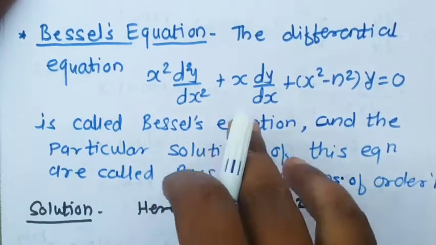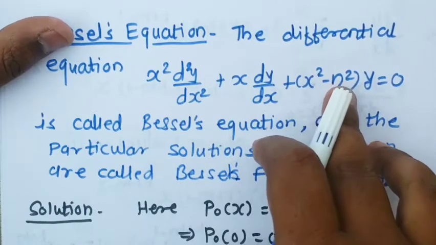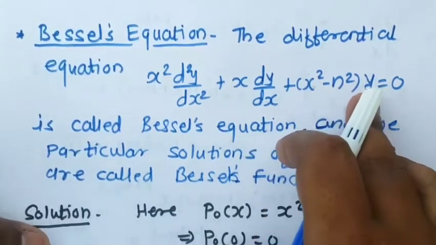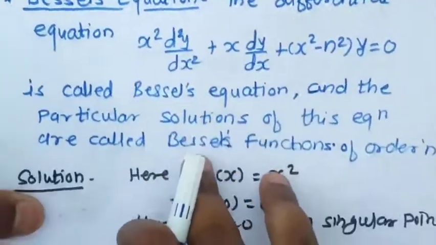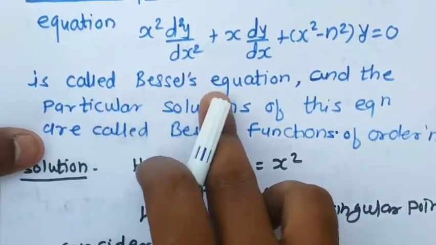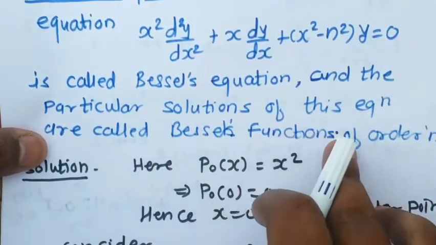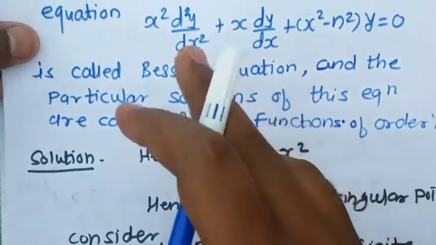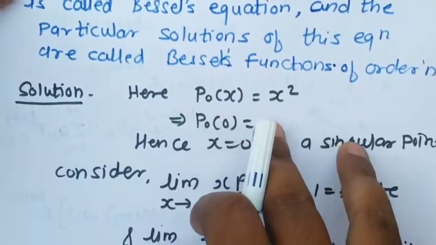Okay, now here we are going to solve this particular example whenever n is non-zero and non-integer. Whenever n is non-zero and non-integer, in that case we get the solution in terms of J n x and J minus n x. Okay, this is called the Bessel equation, and the particular solutions of these equations are Bessel functions of order n, that is J n x and J minus n x. So let us start the solution of Bessel equation.